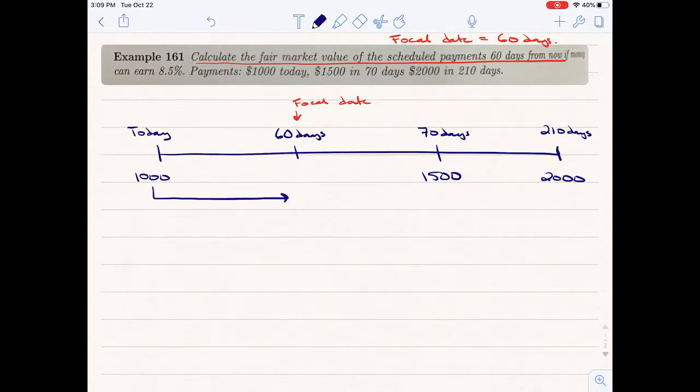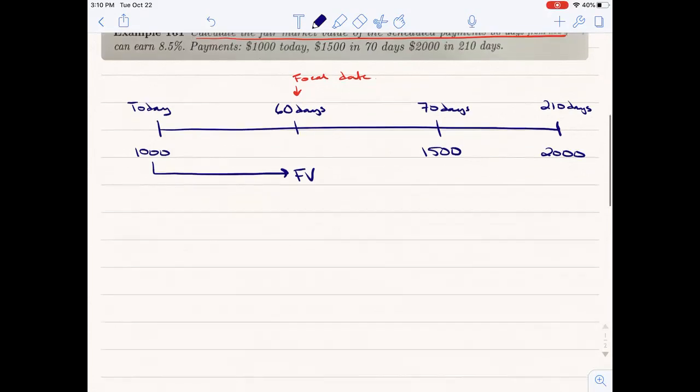So if I start from today, I pull it to 60 days, and at 60 days, it'll be worth some future value, right? Remembering that if you're pulling your arrow forwards, you're calculating a future value there.